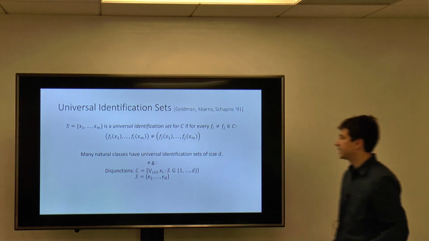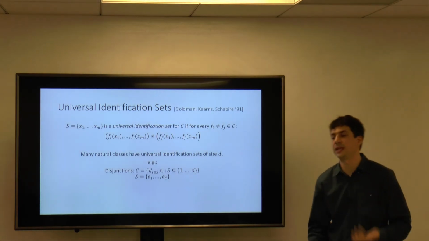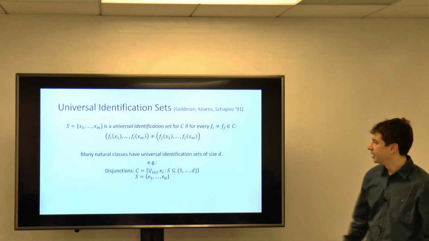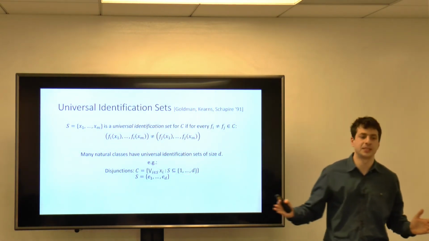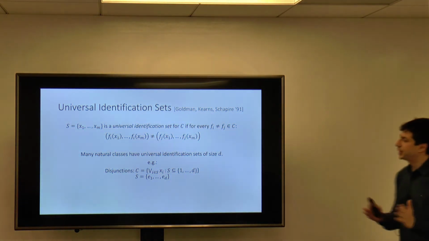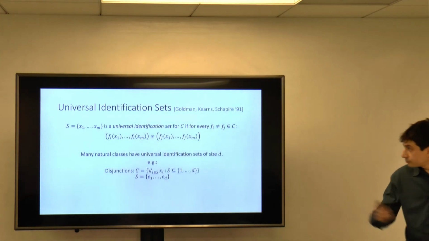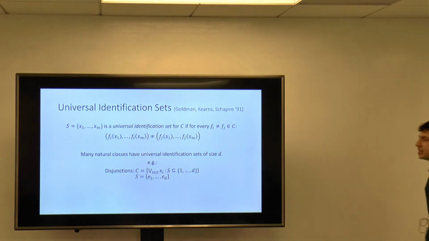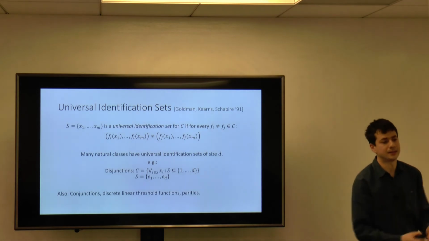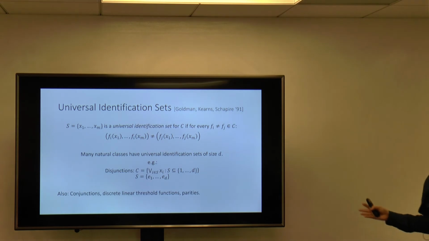Right, so functions like this are parameterized by some set of features, and they evaluate to 1 if any of those features are 1. So if I want to read off the identity of your OR function, you just have to tell me how the D standard basis vectors are labeled. Because whenever you label the basis vector e_i as 1, that means that x_i is in your disjunction. Okay? So this is maybe the simplest example of a universal identification set, but conjunctions and discrete linear threshold functions and parities and decision lists, these all have small universal identification sets as well, typically of size equal to the dimension.